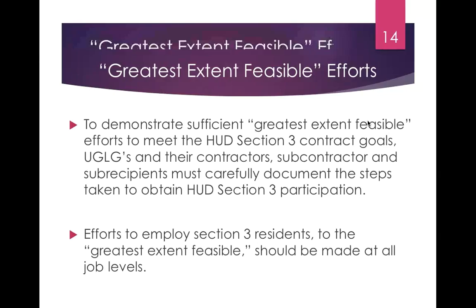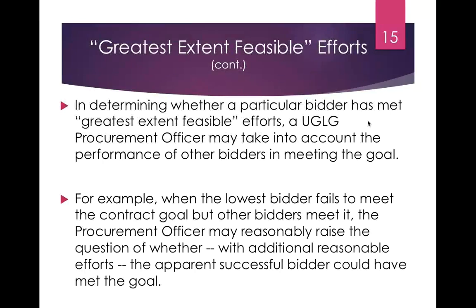In determining whether a particular bidder has met greatest extent feasible efforts, a UGLG procurement officer may take into account the performance of other bidders in meeting the goal. For example, when the lowest bidder fails to meet the contract goal, but other bidders meet it, the procurement officer may reasonably raise the question on whether, with additional reasonable efforts, the apparent successful bidder could have met the goal.